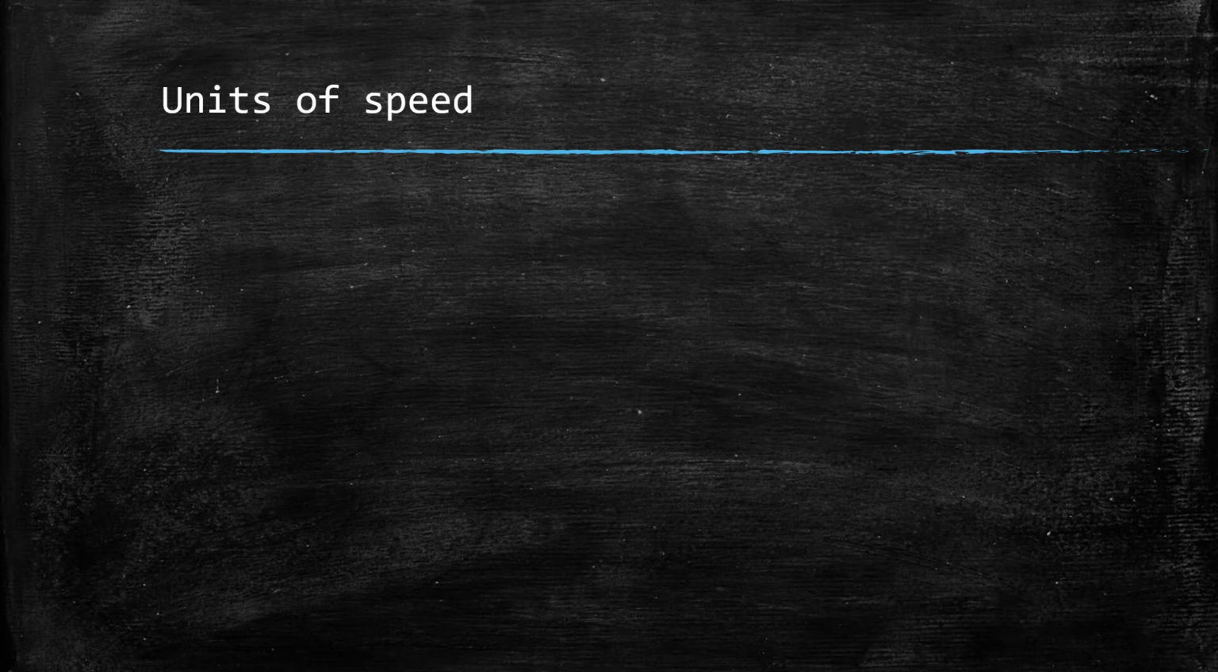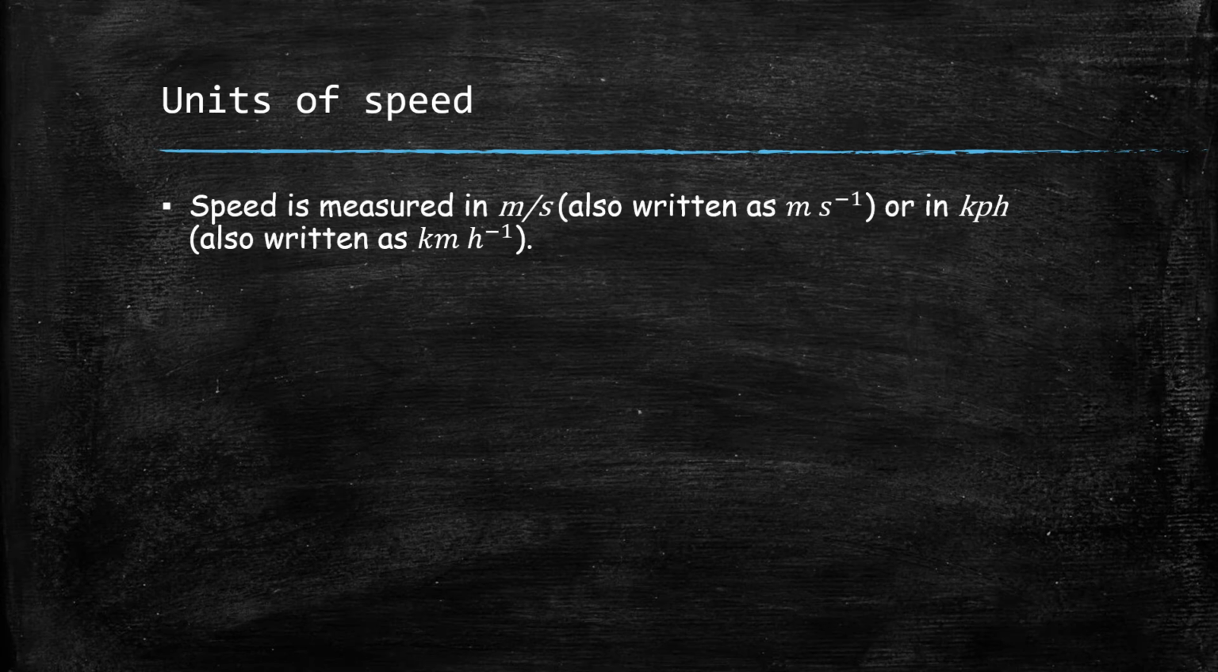So let's talk about units of speed. So speed is measured in meters per second or in kilometers per hour. So you get it from the fact that distance is measured in meters and time is measured in seconds. So distance divided by time means meters divided by seconds. Then the same thing applies if you write it in kilometers per hour. So distance is measured in kilometers, time is measured in hours. So distance divided by time gives you kilometers divided by hours, which is kilometers per hour.